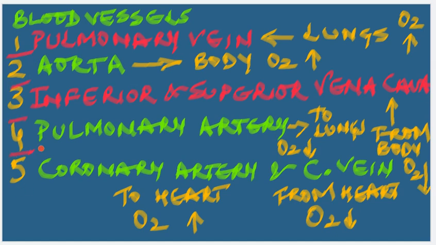And the last one is supplementary information, and for me it is pretty interesting. If it is interesting for you, you may remember it, or you may choose to not remember it. Anyways, the first blood vessel is called the pulmonary vein, the second is called the aorta, and then we have the inferior and the superior vena cava, and finally we have the pulmonary artery.